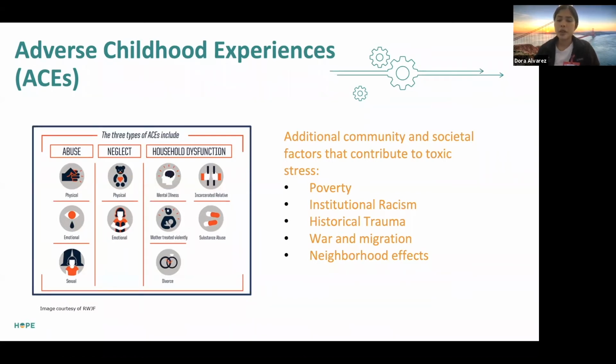However, these 3 categories of abuse, neglect, and household dysfunction don't really cover community or societal factors that can also increase toxic stress. Different kinds of societal factors include things like poverty, institutional racism, historical trauma, war and migration, and also neighborhood effects.